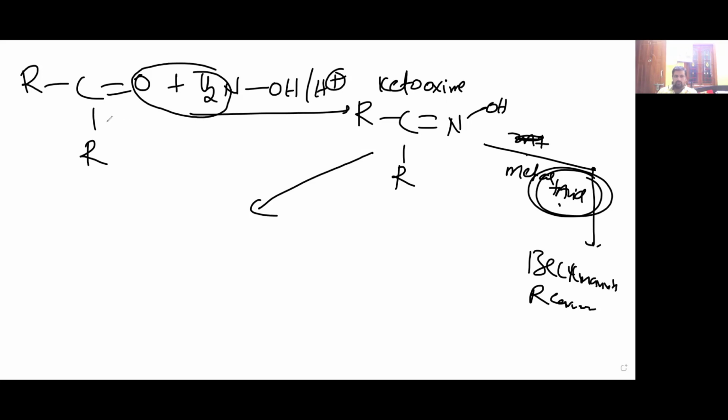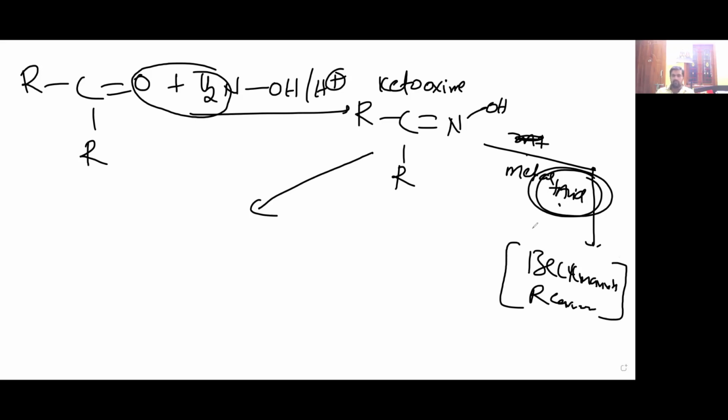So for that purpose, you are taking the ketone and hydroxylamine, and you are getting ketoxime. This is also called an addition followed by elimination reaction. If you add metal and acid, absolutely Beckmann's rearrangement takes place. This is one of the named reactions which is not in NEET but is in IIT JEE. Because of the acid, Beckmann's rearrangement takes place.